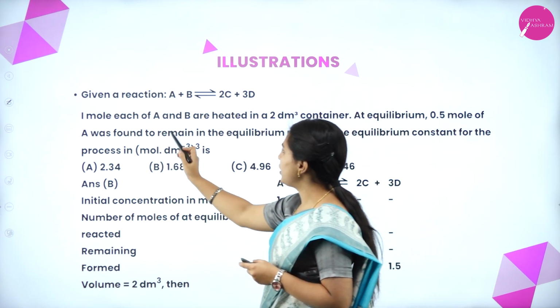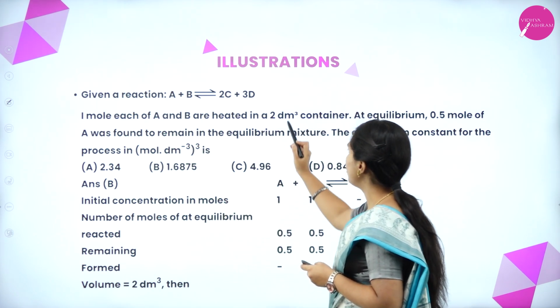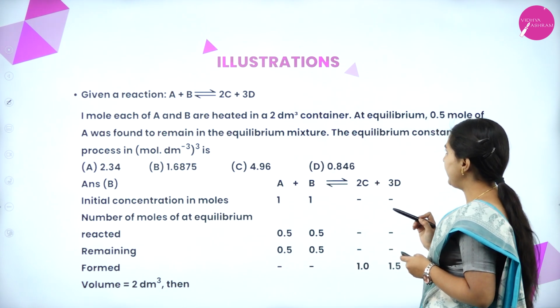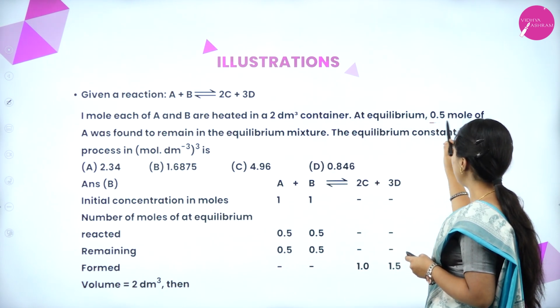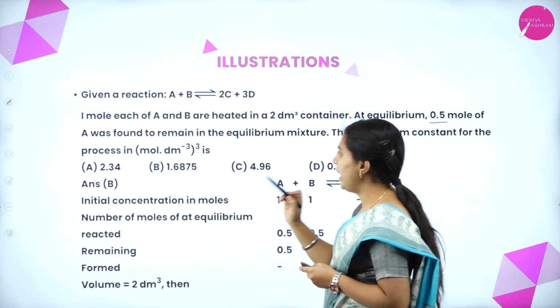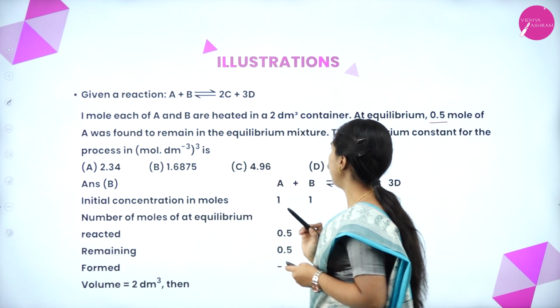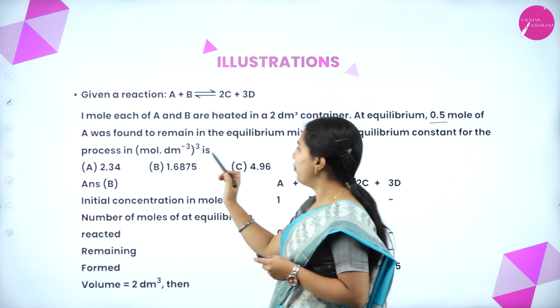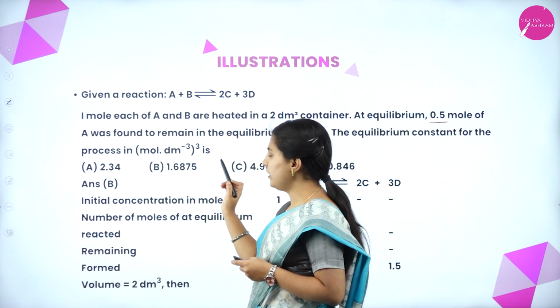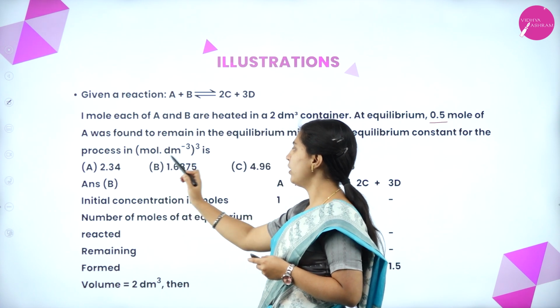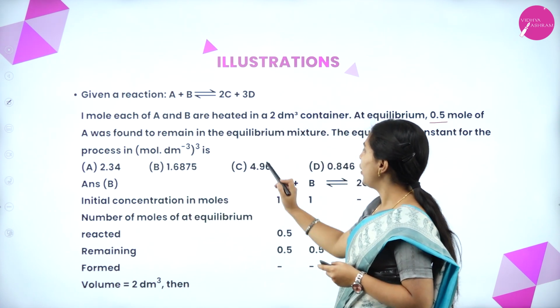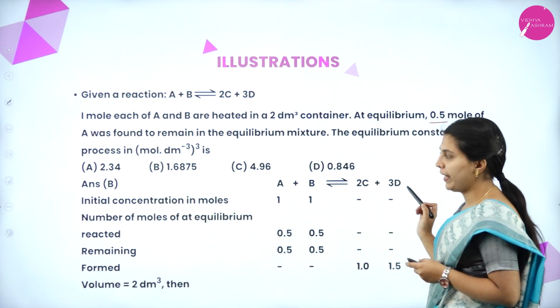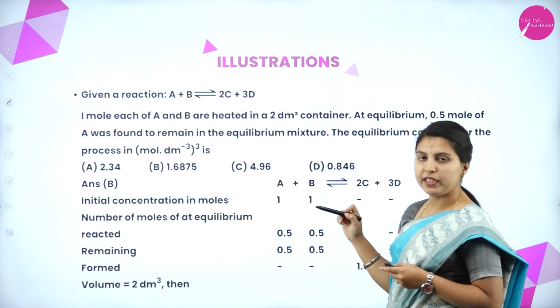1 mole of each A and B are heated in a 2 dm cube container. At equilibrium, 0.5 mole of A was found to remain in the equilibrium mixture. The equilibrium constant for the process in mole per dm cube is, the options are 2.34, 1.6875, 4.96, 0.846. What will be the answer?